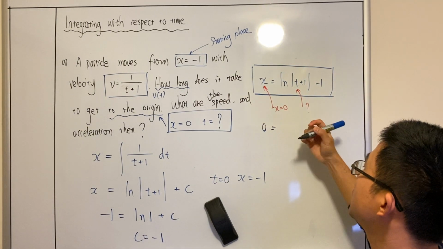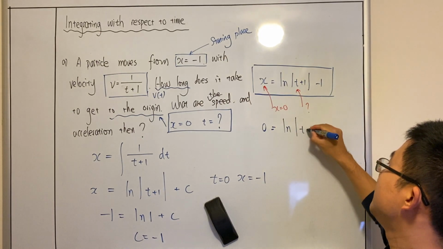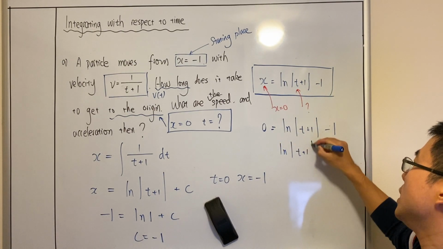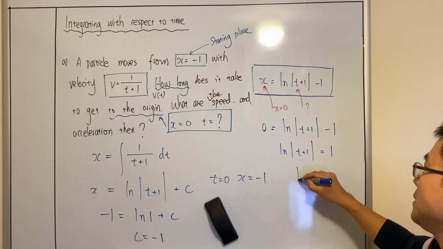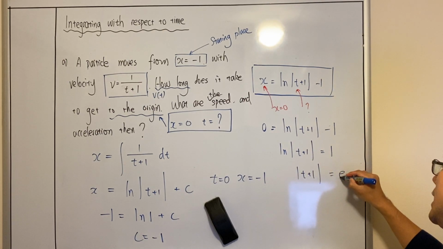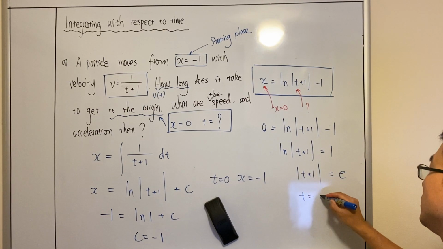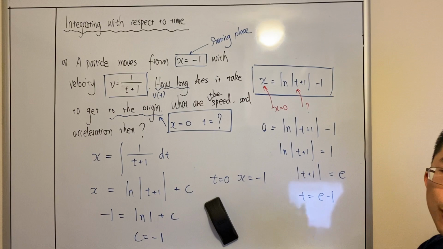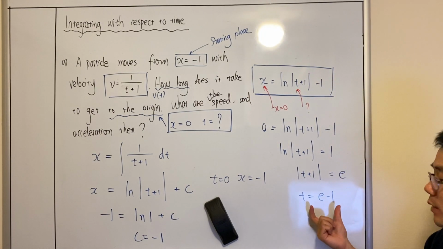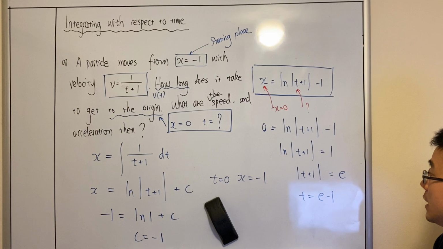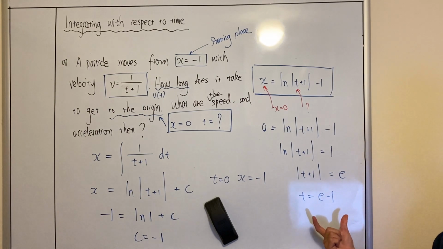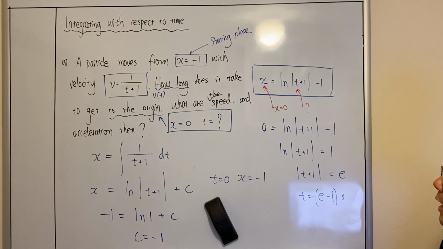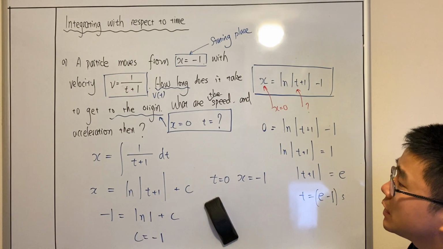So 0 is equal to ln absolute value t plus 1, minus 1. So ln absolute value t plus 1 is equal to 1. Then absolute value t plus 1 is equal to e. So t is equal to e minus 1. Now we can get rid of the absolute value because t is always a positive number. You don't have to worry about whether t is going to be a negative number or not. Yes, and that is the answer here. All right, t is equal to e minus 1 seconds later, the particle or the object will get to the origin.